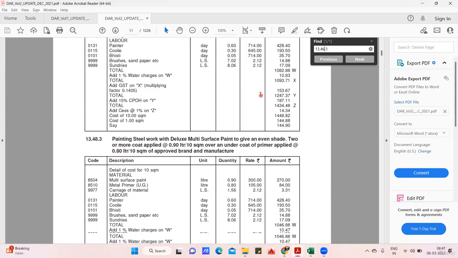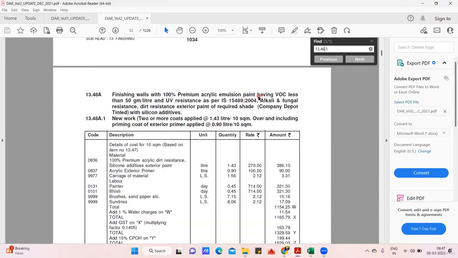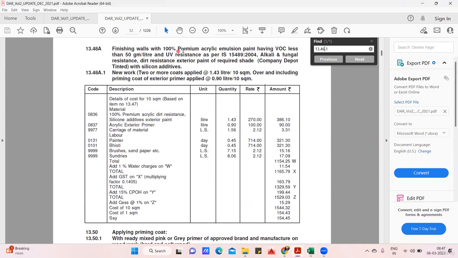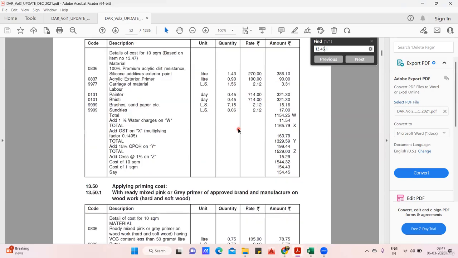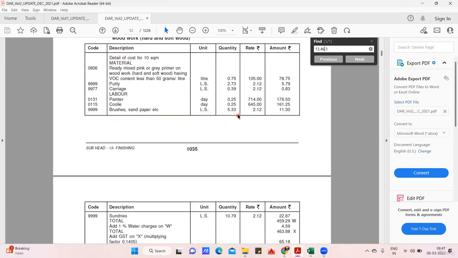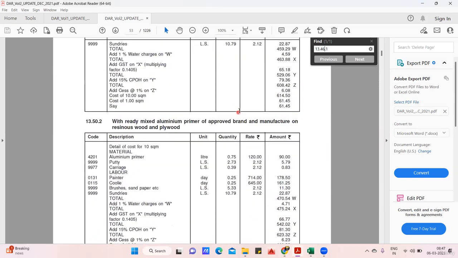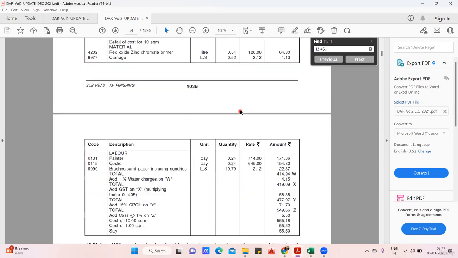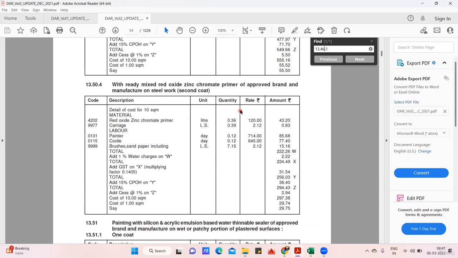Okay, in this way, there are hundreds of paints available. There are hundreds of companies. So if you want a 100% premium acrylic emulsion paint, then this is what you're supposed to look into. Okay, so in this way there are many things you can go through, try to experiment here, try to understand how the rate analysis is done. But ultimately, like I always mention, there are only three parts in rate analysis. You don't have to worry.